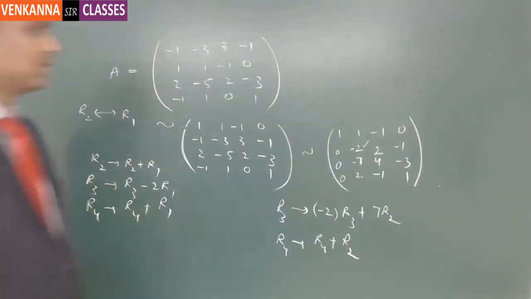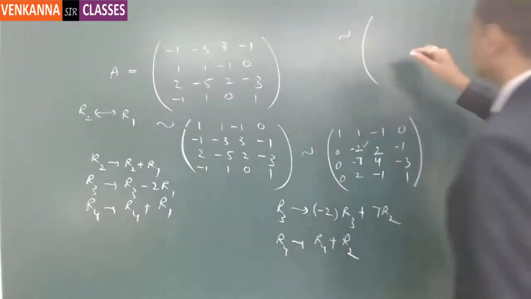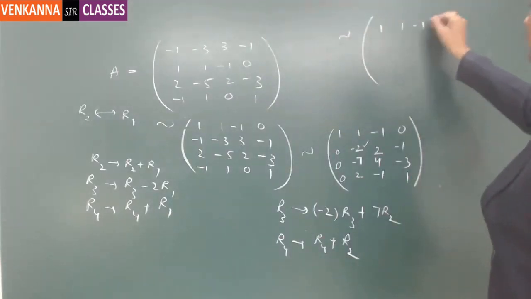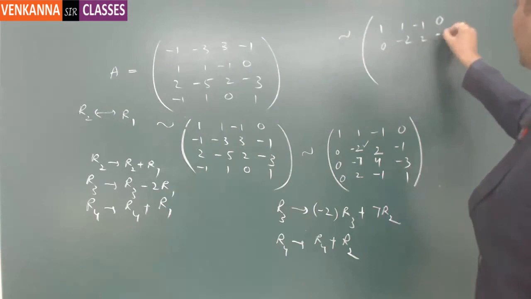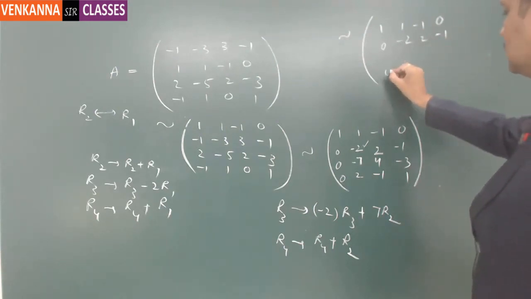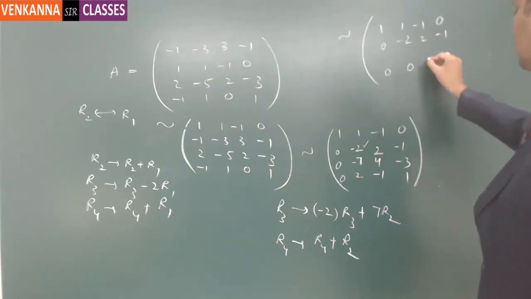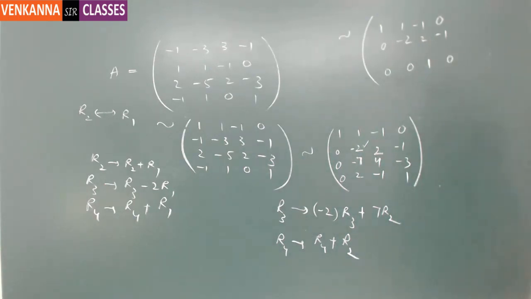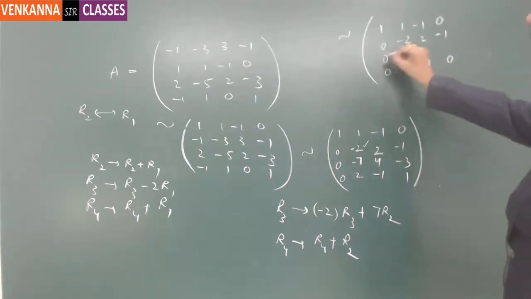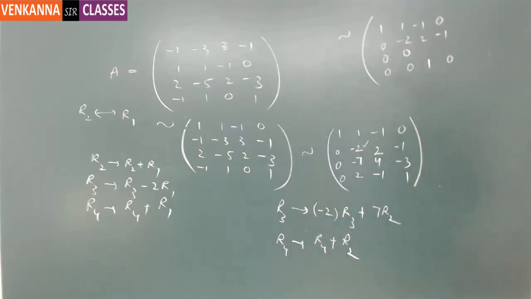Then it will be equal to 1, 1, -1, 0, 0, -2, 2, -1. Here you will get 0, 0, 1, 0. And you are going to get the values here. You are going to simplify that.